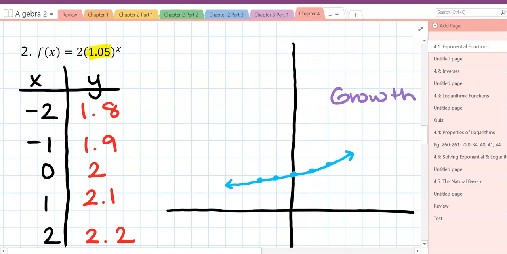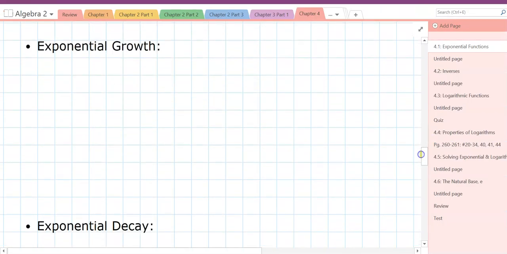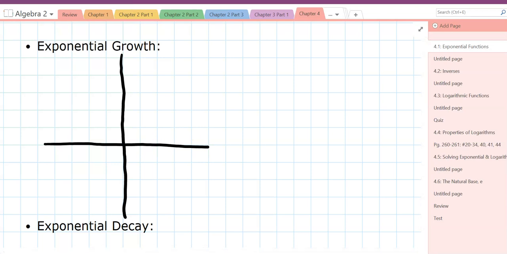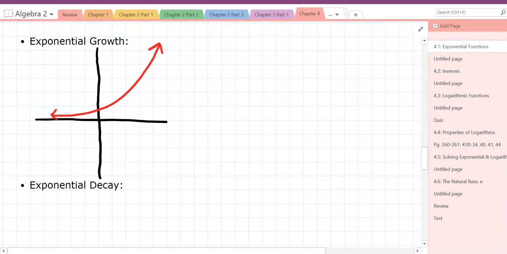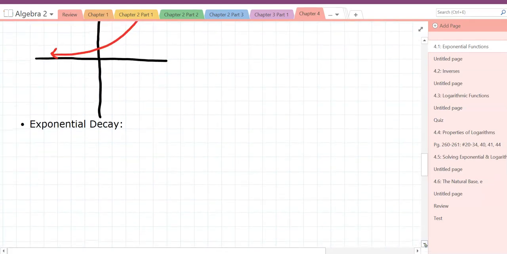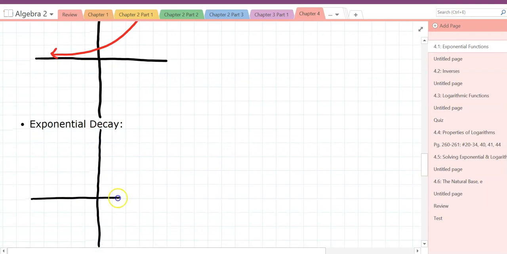So on the next page, all exponential growth functions and decay functions have the same shape to them. All growth functions are going to go up over time. And like I said, the left side is going to get really close to the y-axis. And all of your exponential decay functions are going to look the same, but they're going to be reversed. So they go the opposite direction.